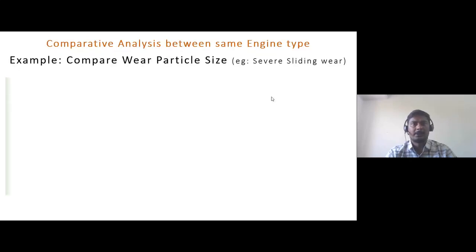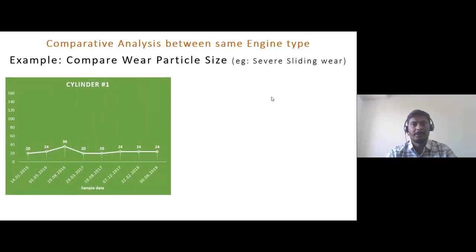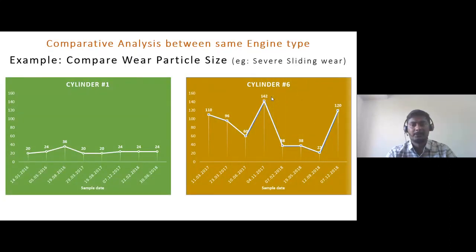So comprehensive wear compared to wear particles, and you can also see particle size. Severe sliding, for example, is caused by low lubricant or improper lubricant. The same unit 1 and also unit 6, we can take as examples. You can see the sizes of the severe sliding wear particles in the range of microns. So this is also good.